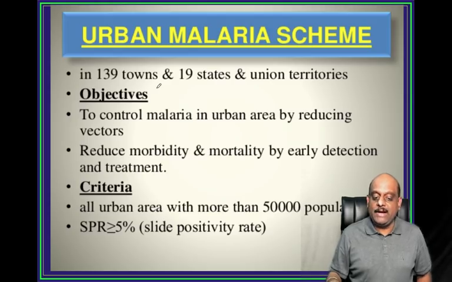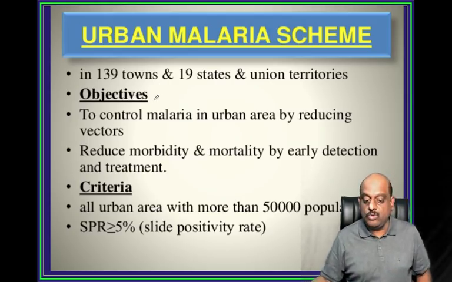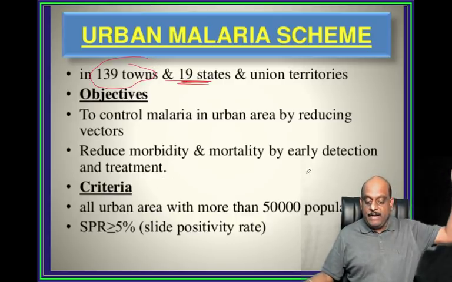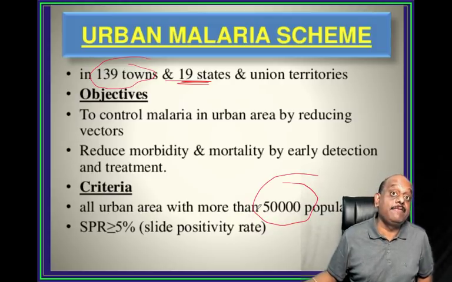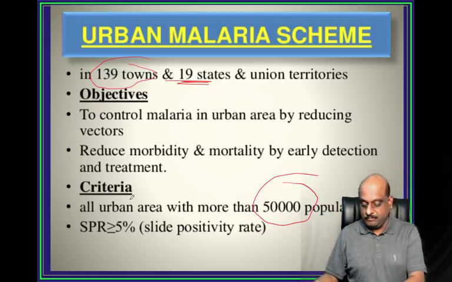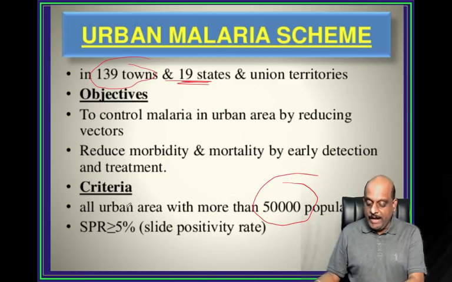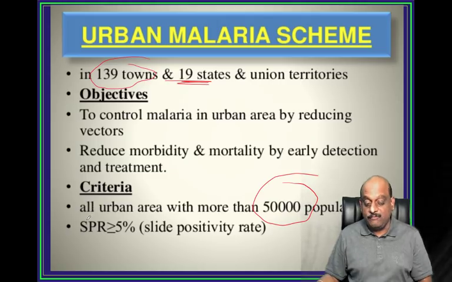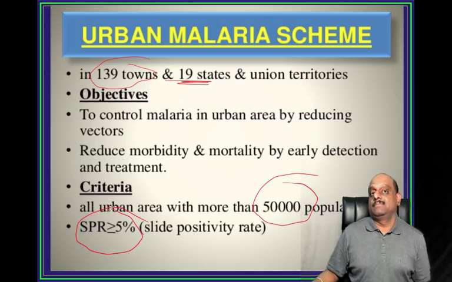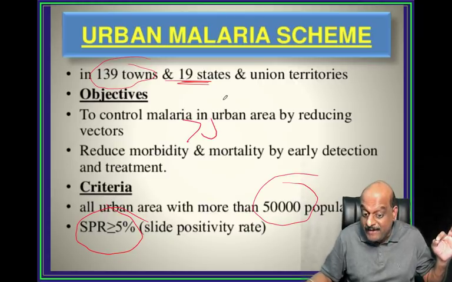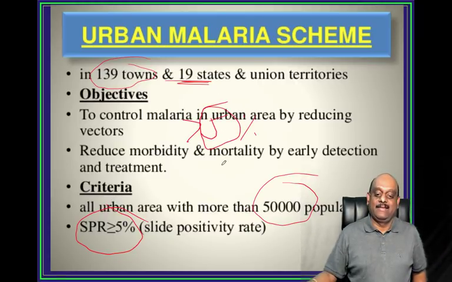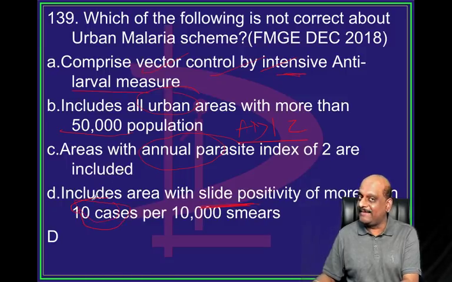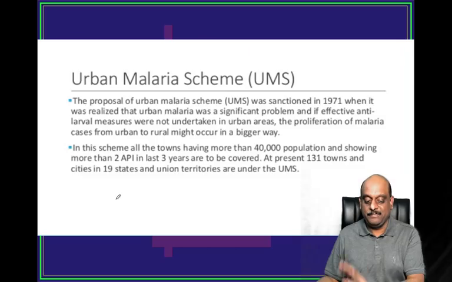So कल के एग्जाम में आएगा डॉक्टर, अर्बन मलेरिया स्कीम को 139 टाउन्स 19 स्टेट्स में इंट्रोड्यूस किया. All urban areas with more than 50,000 population. And slide positivity rate है ना डॉक्टर, examiner is trying to confuse you, don't confuse. Slide positivity rate more than 5%. Urban malaria scheme is introduced, not 10%, not 10 cases. That is what examiner is going to ask you.